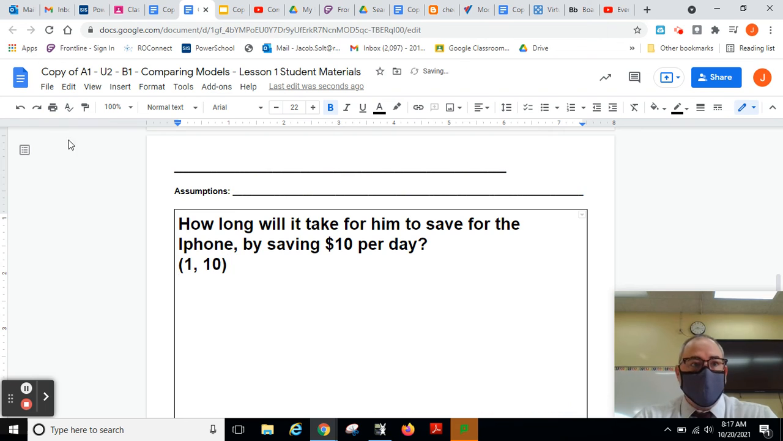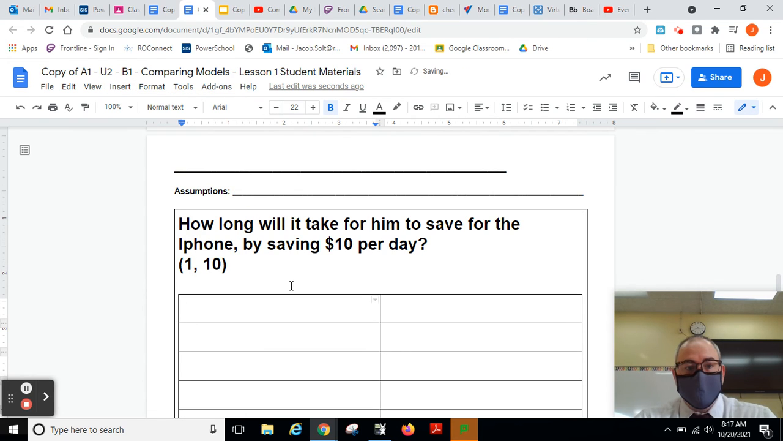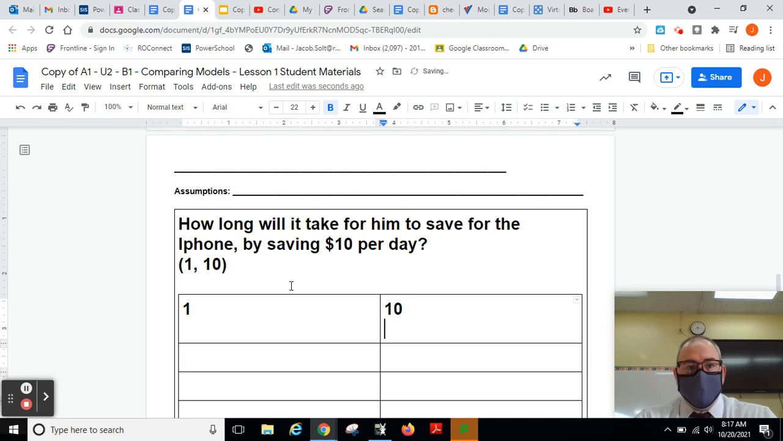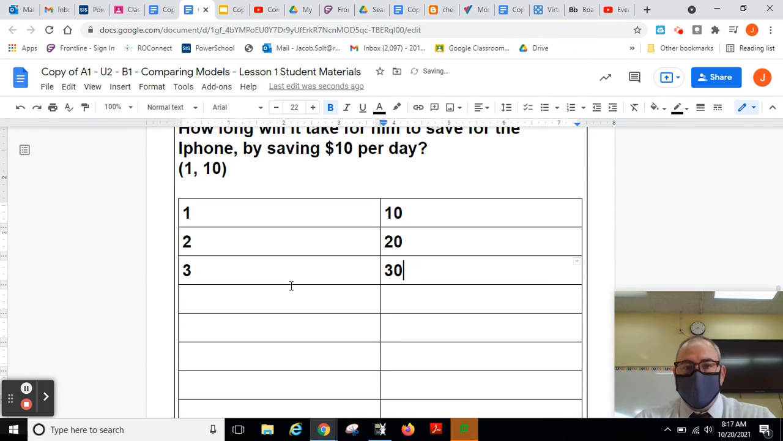Oh, we could also insert a table, right? You can insert a table, and you could do something like this, right? The first day it'll be $10. The second day, day number 2, it's going to be $20. The third day, it's going to be $30. And you can keep doing that until you find out how much was his phone.